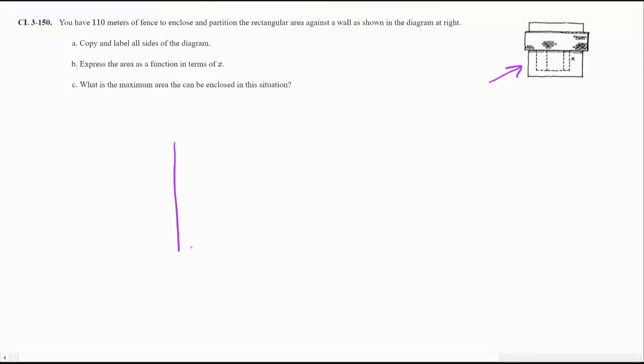Okay, let me just do this here so that we have a bigger version of it, where the lines aren't as pretty. So here we go. We got x here. I know that, again, we're going from a wall here, so all these sides should be the same. So something just to note when we're dealing with that. The b here says to express, copy and label all sides of the diagram. Yeah, that's fine. Express the area as a function in terms of x.